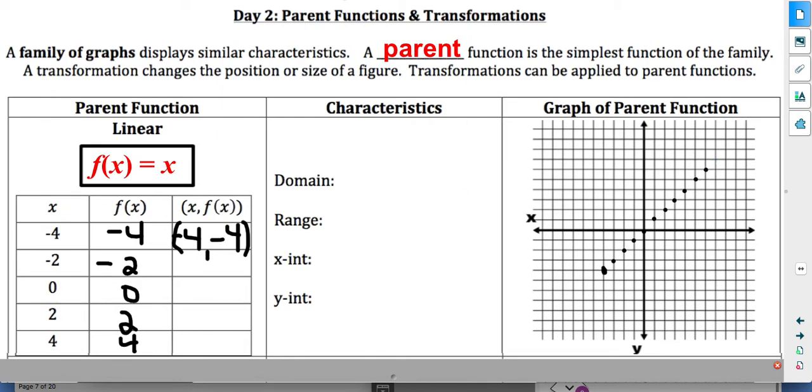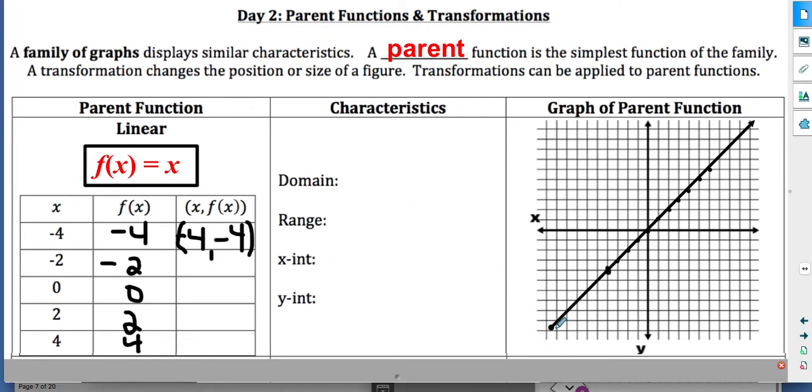There we go. And let's go ahead and make a line through there. Let's see how well I can make it. Oh, look at that. Not bad at all. Oh, that's a ray. Let's just pretend, or I guess we can make it, that there's an arrow at the end there. So the next thing that we need to look at is some of the characteristics.